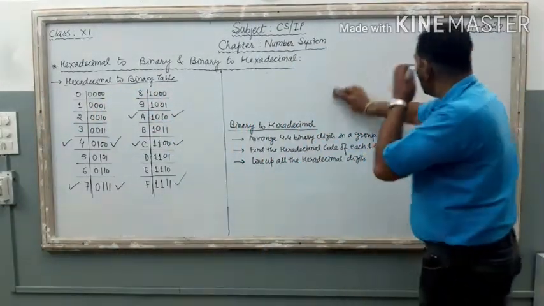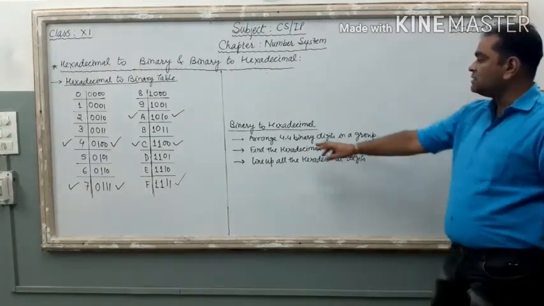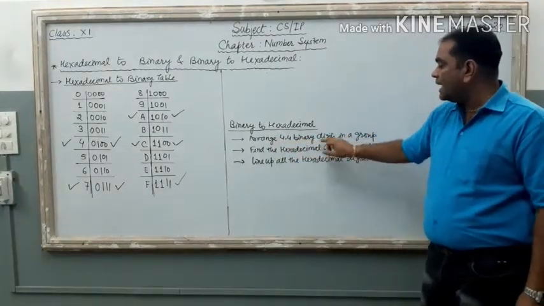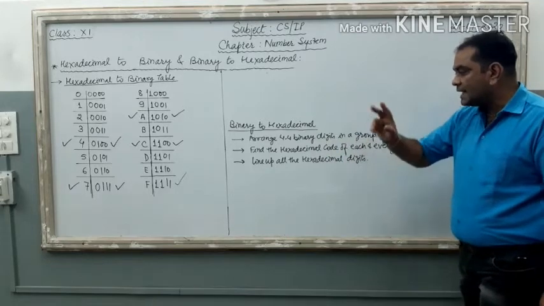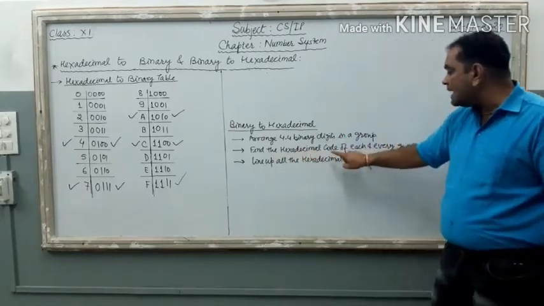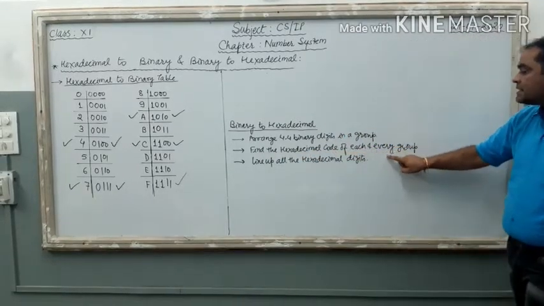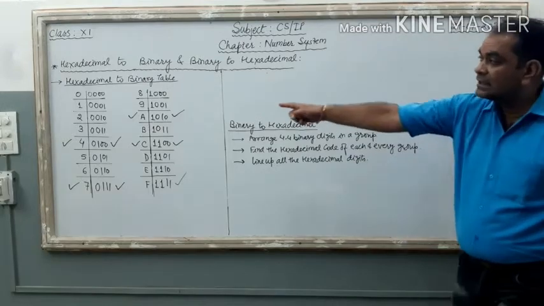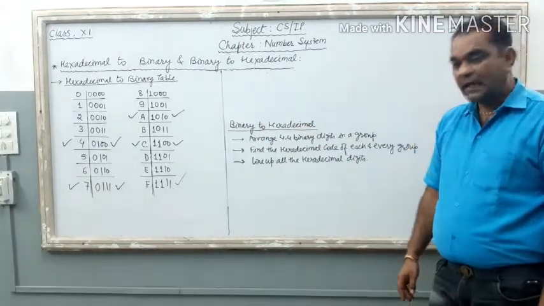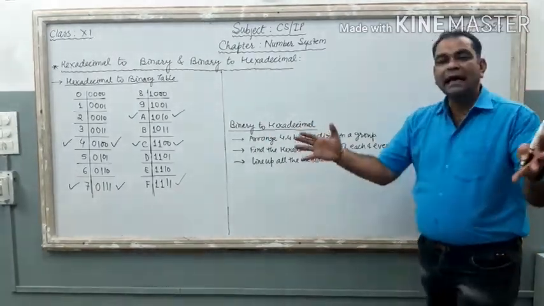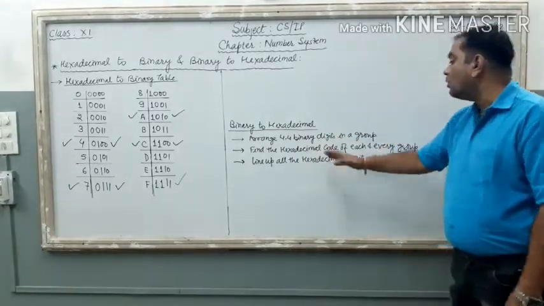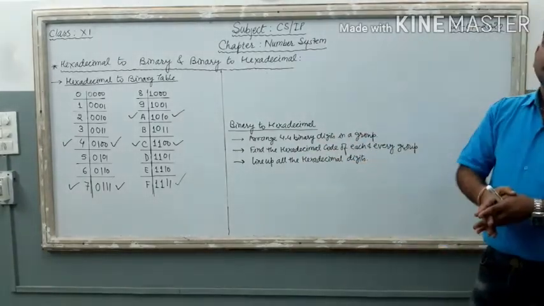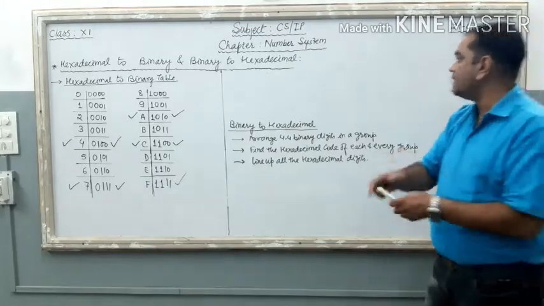Now just take one more example. So in this converting, very first we arrange 4 binary digits in a group. Second point, find the hexadecimal code of each and every group from the hexadecimal to binary table. Clear? Now the last one, line up all the hexadecimal digits in a single line. Clear?